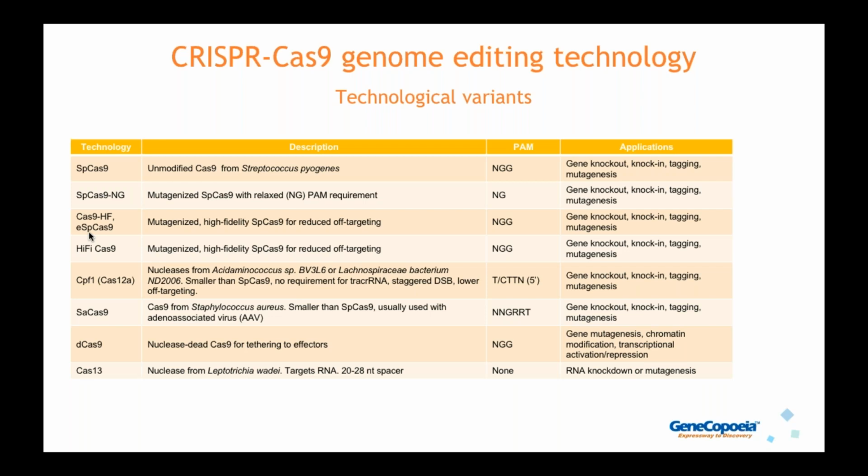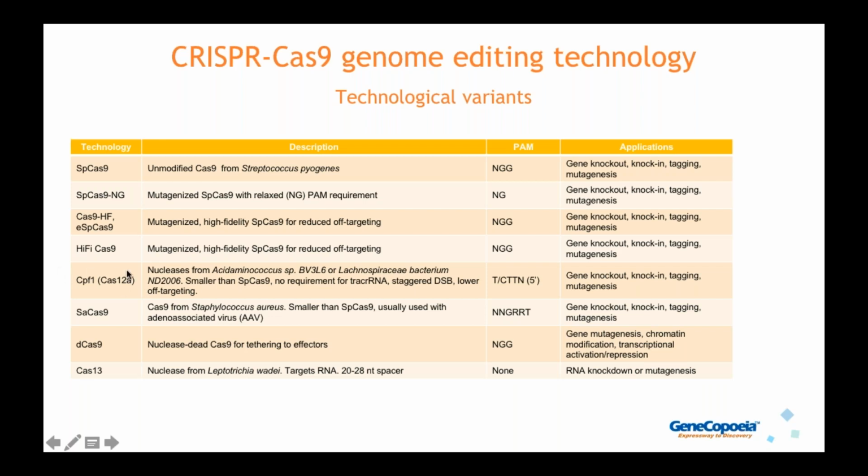I'm not really going to talk about this too much, but CRISPR-Cas9 has a propensity for off-targeting. So a number of variants, such as the Cas9HF or ESP-Cas9 have been developed, or also a brand new version called Hi-Fi Cas9. And these also have the NGG PAM requirement, but they are mutagenized high-fidelity SP-Cas9 versions, which give almost as high level of on-target efficiency as SP-Cas9, but with much lower off-targeting issues.